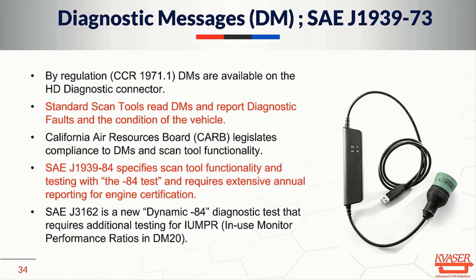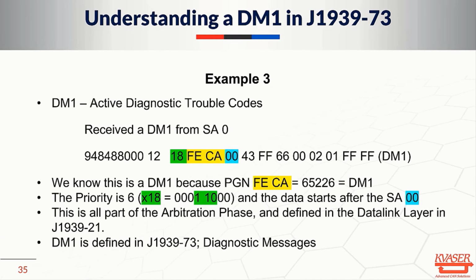The diagnostic message, again -73, again, by regulation of California Code of Regulations 1971.1, pretty much defines what data has to be transferred in diagnostic messages. The standard scan tools read them. California Air Resource Board legislates compliance with it. The -84 tool specifies scan tool functionalities and a test for compliance to that standard. And there's a new standard out called J1939 and it's basically a dynamic -84 test, I call it. It tests for in-use monitor performance ratio compliance. They're reported in DM20. That's way more than I can do in an hour right there. So we're just gonna leave it at that kind of a mention here.